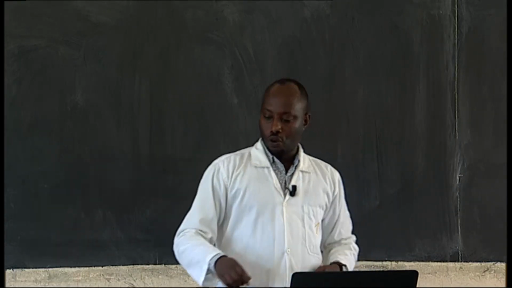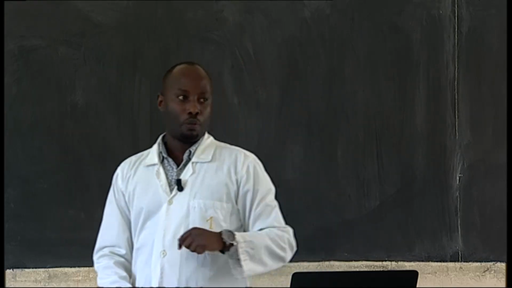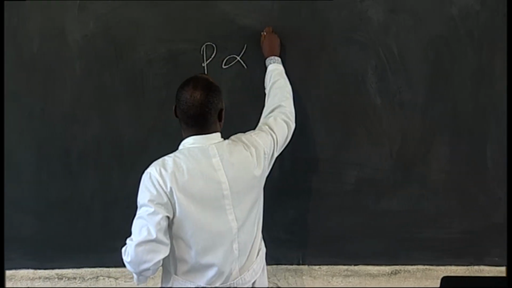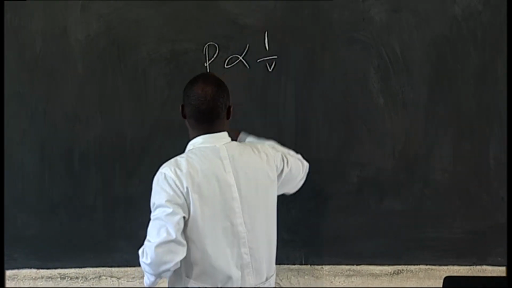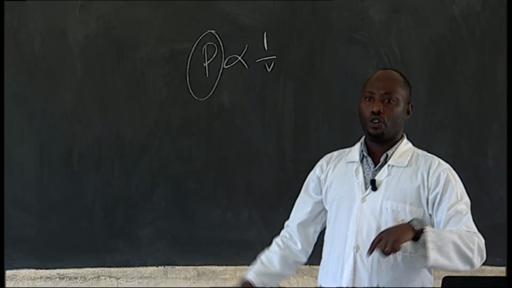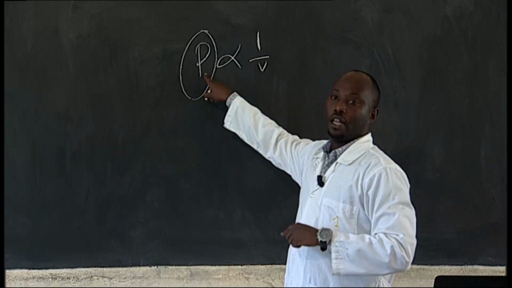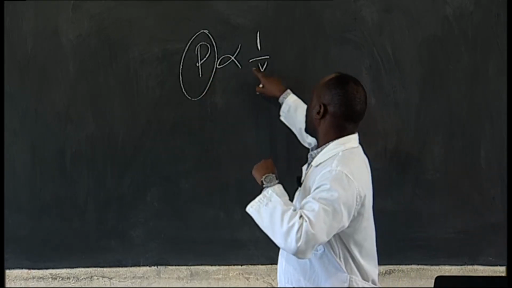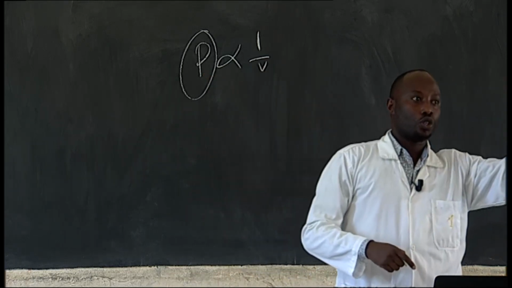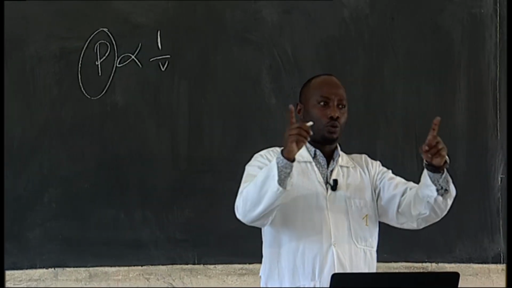I know some of you know about physics. When we talk about pressure, it is inversely proportional to volume. What does it mean? It means that once the pressure increases, the volume decreases. Once the pressure decreases, the volume increases. And once the volume increases, the pressure decreases. In those two things, we are dealing with pressure and volume.